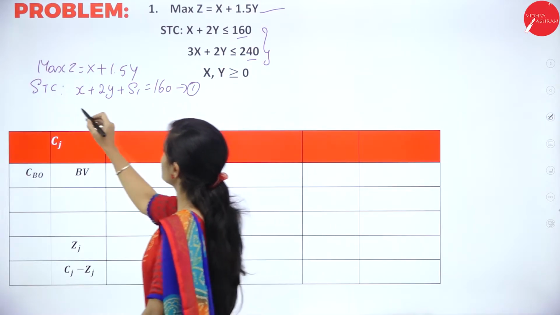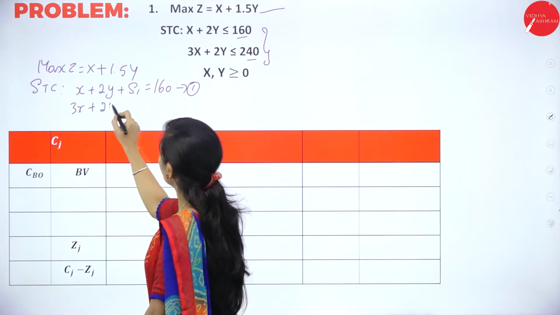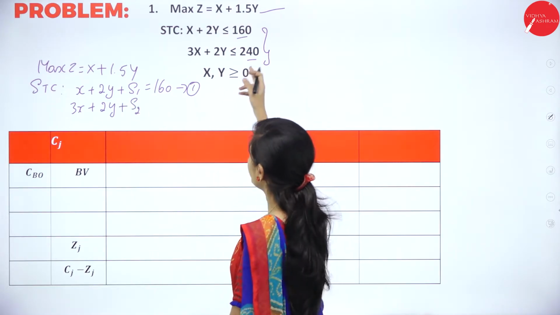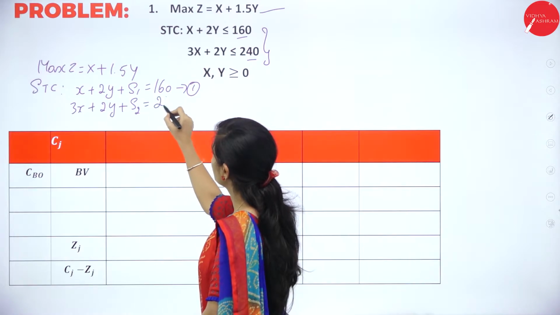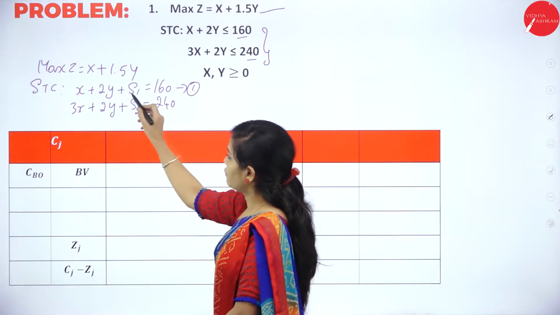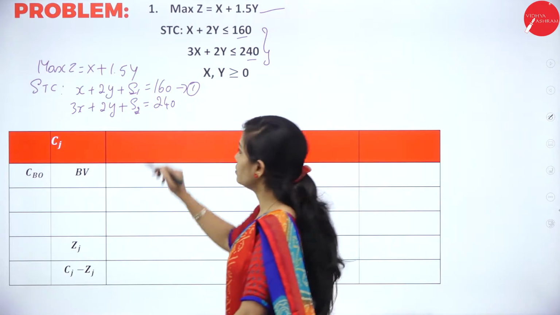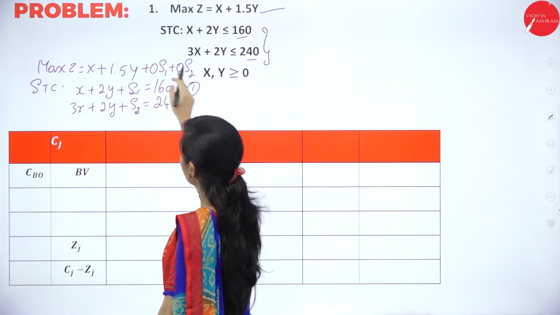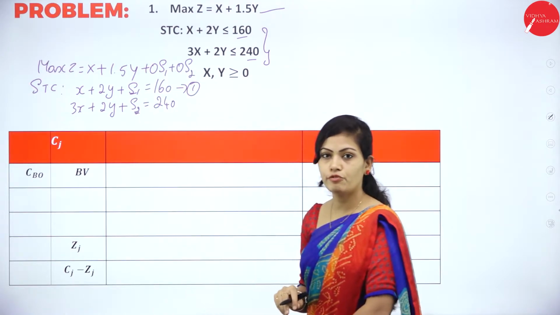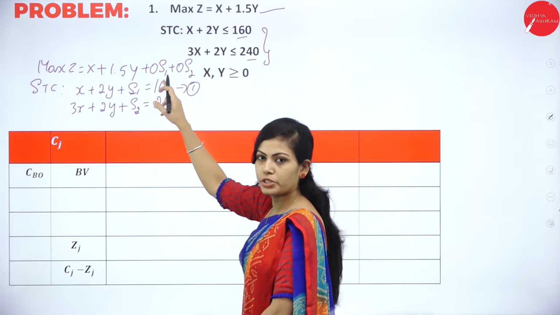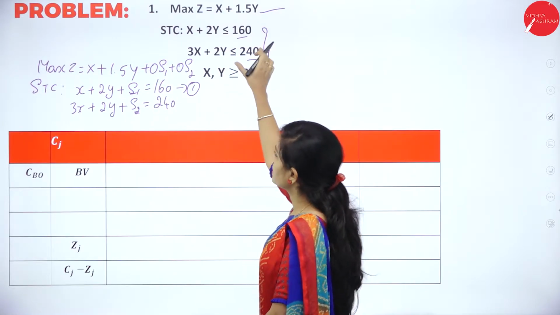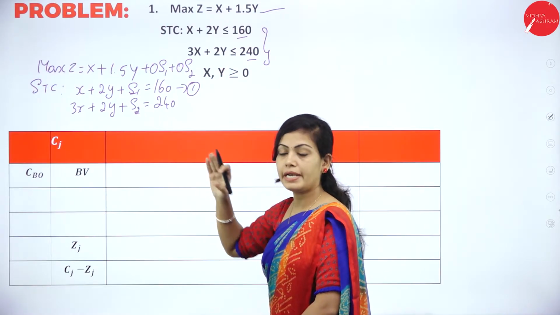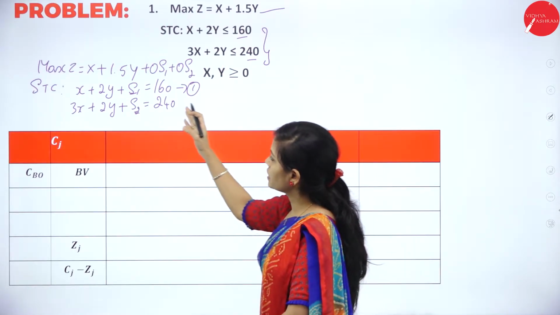And the second constraint is 3x plus 2y plus s2. I am adding the slack variable for converting the inequality into equality, 240. So here I have two slack variables, s1 and s2. I will write these slack variables with 0 coefficient in the objective function. Now this is in standard form. So first write the objective function and convert the constraints into standard form, converting inequality into equality by adding the slack variables. So this is in standard form.